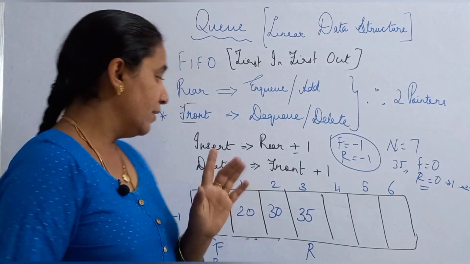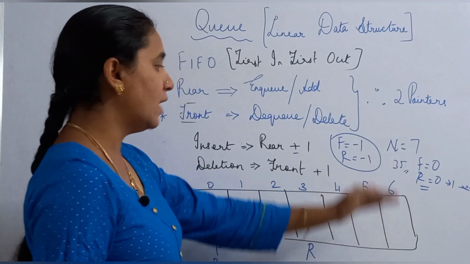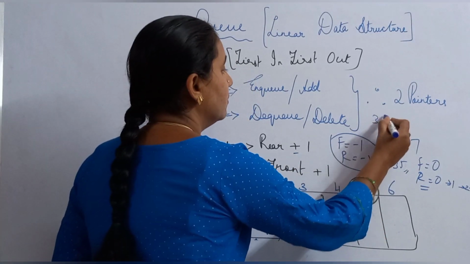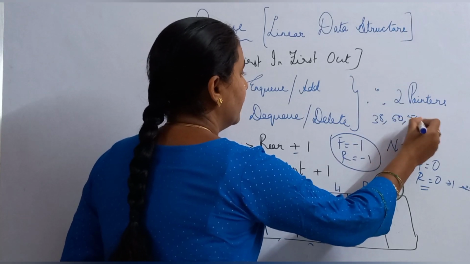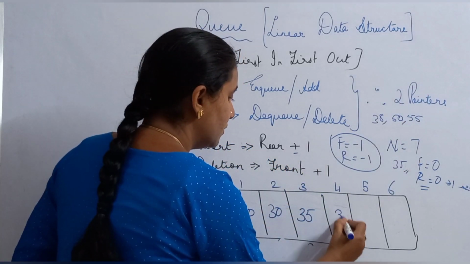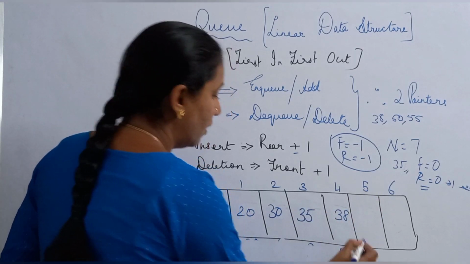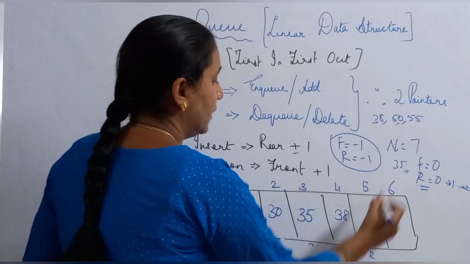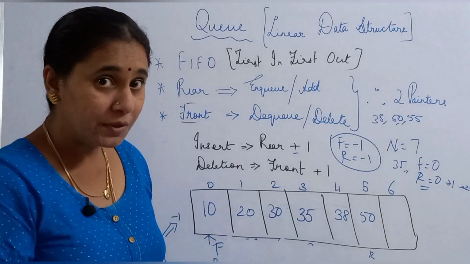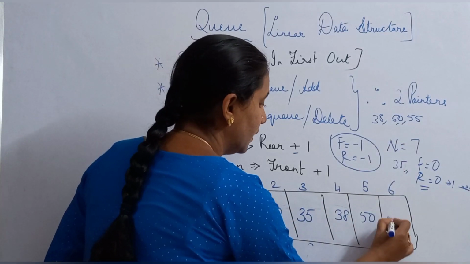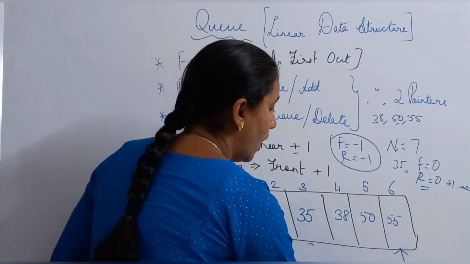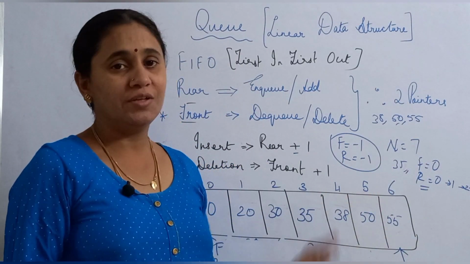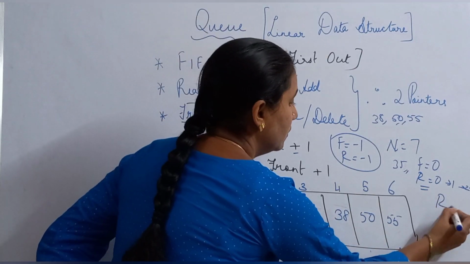Friends, are you all clear? Right. Now as I go on adding elements, the next subsequent elements are 38, 50 and 55. So after incrementing R, I am inserting 38. Again, this is the next element, so after incrementing R, my next element will be 50. After incrementing R, I will be inserting 55. Now R is pointing to the last element, which is 55. Now R value is finally 6.